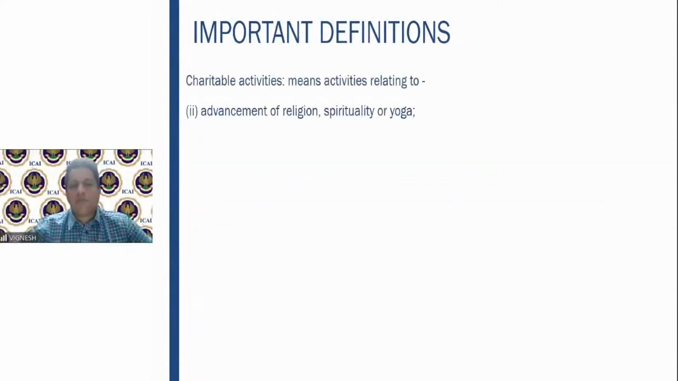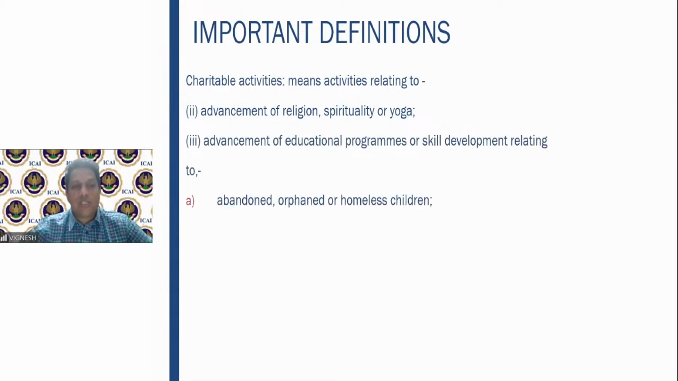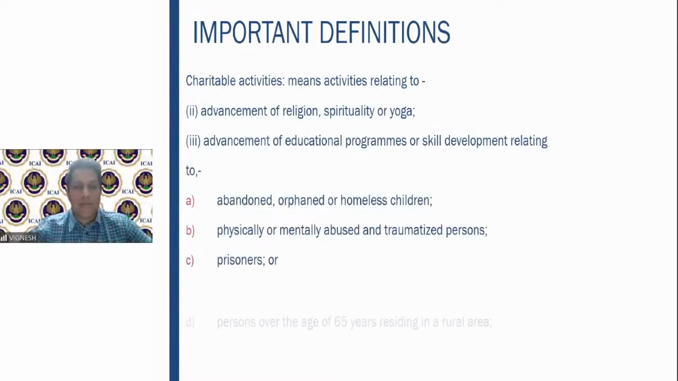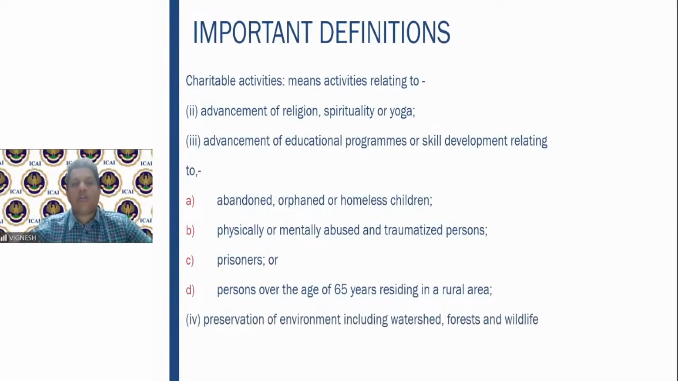The second one is advancement of religion, spirituality, or yoga. So any religious practices, religious activities, spiritual activities, meditations, etc. Yoga also is covered here. Then advancement of educational programs or skill development relating to these four people. If you are doing any educational programs or skill development, you have to remember, it is not a blanket charitable activity. You have to give it to these four types of persons. What are the four types of persons?